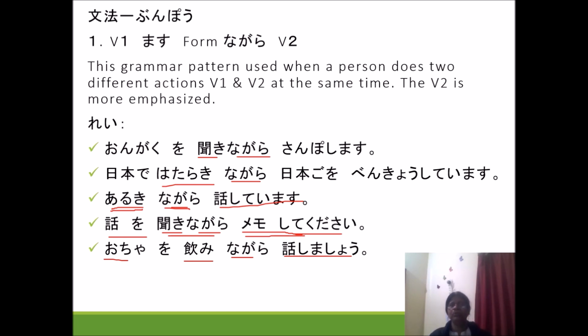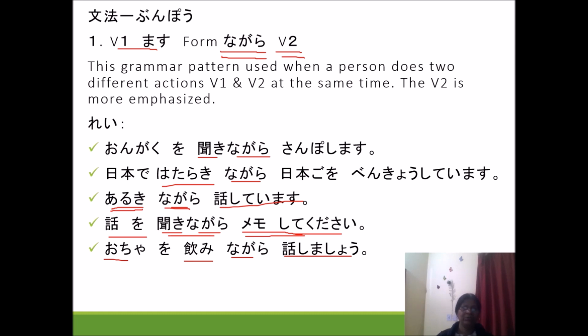Hope you understand how to use nagara. When we use nagara form, it takes two verbs. The first verb, which comes before nagara, takes masu form, and the emphasis is on the second verb. It means more stress on the second verb which comes after nagara. Please pause the video and write two or three sentences by yourself so you can understand the implementation of the grammar. My dear friends, learning a language is very easy, but implementing a language is very difficult. So please, while you are learning, write down sentences and speak loudly, so it will help you in spoken Japanese also.